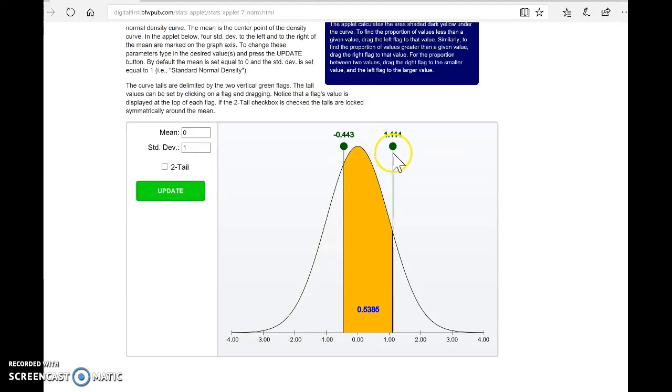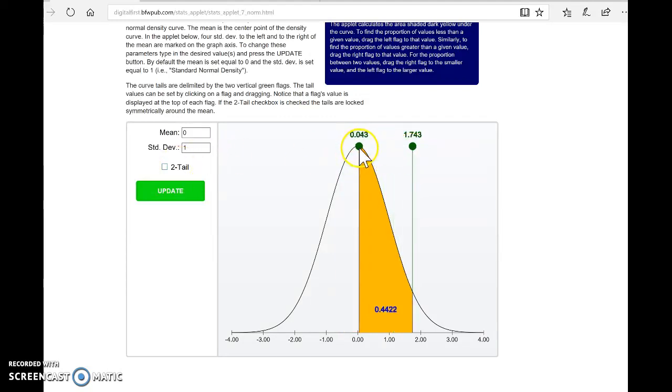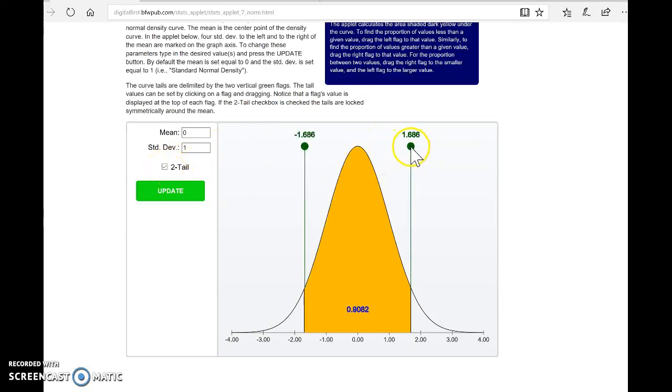So here's the applet, and if you take off the two tail, you can move the two buttons independently. From 0 to 1 standard deviation, this is the value that I illustrated on the calculator. But you can move it anywhere you want. If I go two tail, then it'll give me a symmetric region.